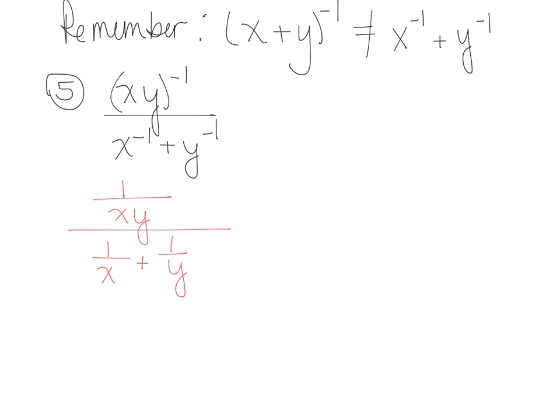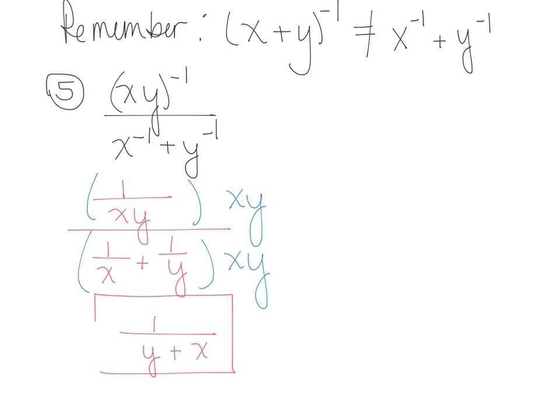Now we're back to complex fractions like we dealt with on day 2. The LCD of the problem is xy, therefore I'm going to multiply by xy in the numerator and xy in the denominator. And 1 over xy times xy simplifies to 1. 1 over x times xy, the x's cancel out, we're left with y, plus 1 over y times xy leaves us just with x. And we get our final answer of 1 all divided by y plus x.